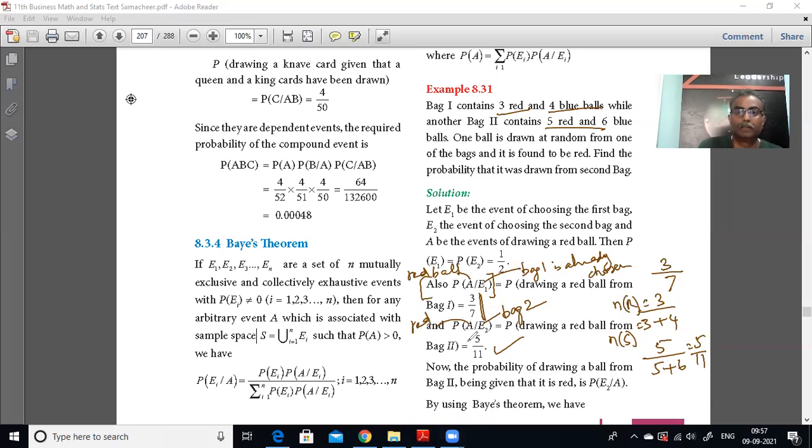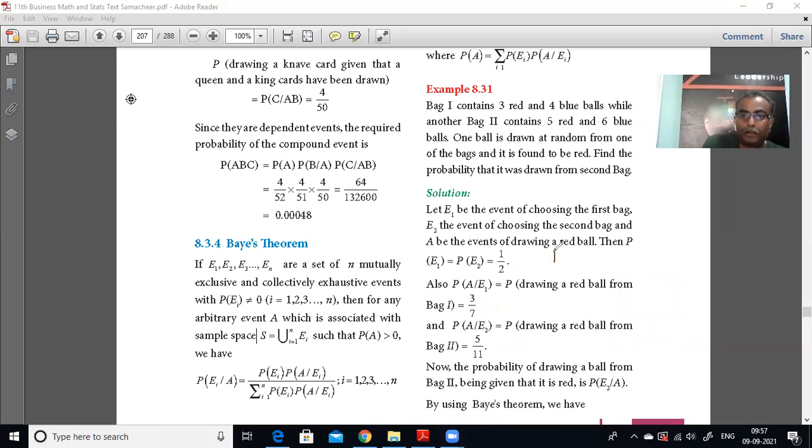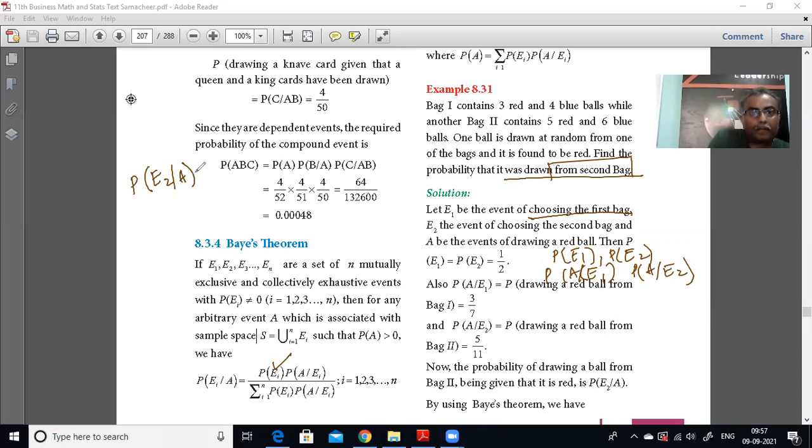So what have you got? Now you got P of E1, you know P of E2, you know P of A given E1, you know P of A given E2. All 4 are known now. Now what do you need to find out? The question says: find the probability that the ball was drawn from the second bag. So what you have to find out is P of E2 given A. That only you have to find out.